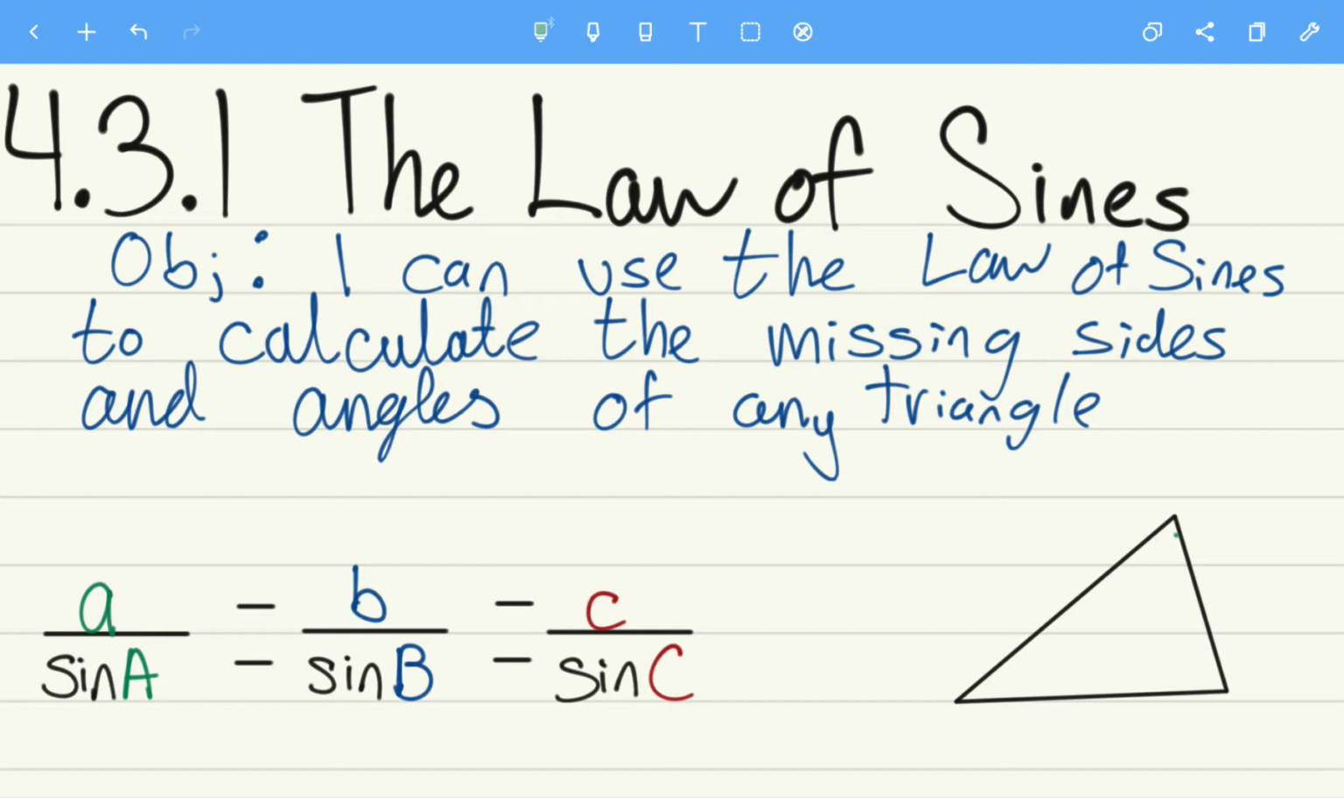Today's objective is that we can use the Law of Sines to calculate the missing sides and angles of any triangle. Now, notice that we are working with any triangle. The past few objectives dealing with SOHCAHTOA and the Pythagorean theorem have been strictly methods to find sides and angles of right triangles, which have a 90-degree angle. Now we are working with any triangle.